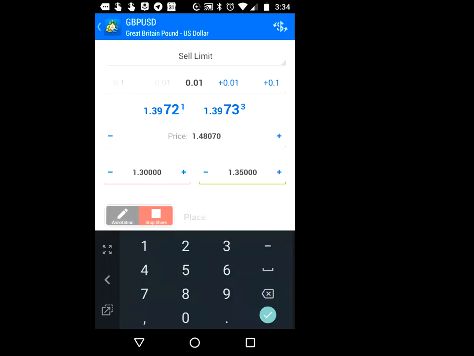And I put in my stop loss. So stop loss is you're telling the market, if my analysis is not right, stop me out of this market so I don't lose all my money. Okay? So my stop loss is gonna be above my entry price. So I'll put in 1.48, and I'm willing to lose only 10 pips. So I'm gonna put 1.48170. That's it, guys. And you hit place.